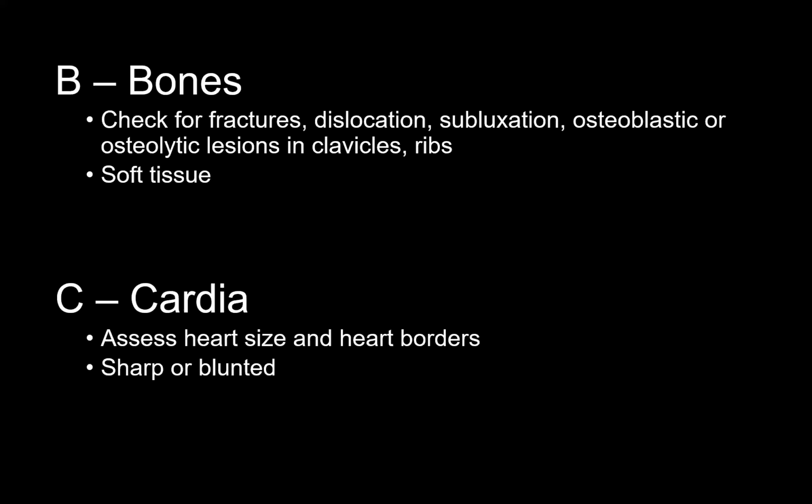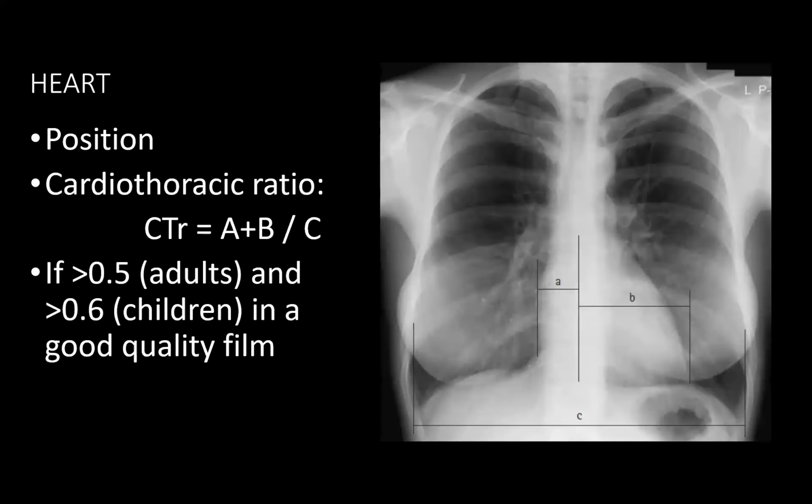there as well. When looking at the cardia, you will assess for size and whether all the borders are sharp or blunted and whether they are well seen or not. You will also look at the cardiothoracic ratio, which should be less than 0.5 in adults, and some even say 0.6 in children, in a good quality film. So, in a good inspiratory exposure taken in a postero-anterior fashion.